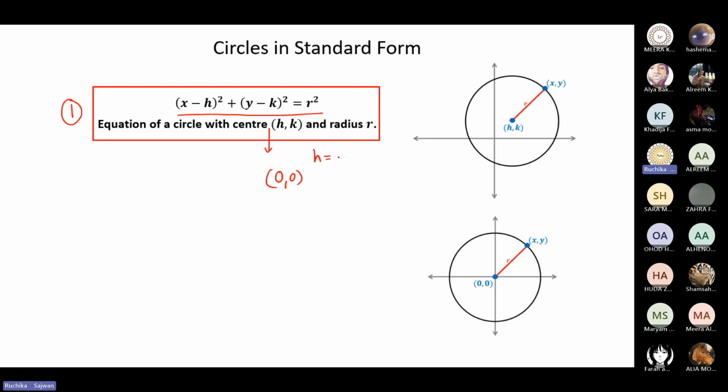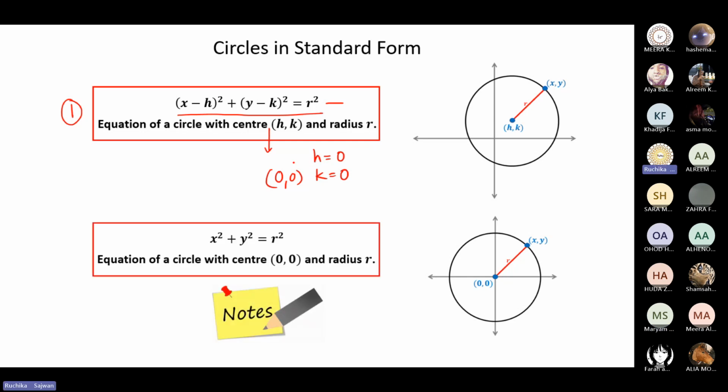Can I say I will put h as 0 and k as 0 in this equation? So it will reduce to, yes, it will reduce to this form, x square plus y square equal to r square. And that brings us to the second equation for this lesson. In this lesson, we only have these two equations, which are the equations of circles in standard form.